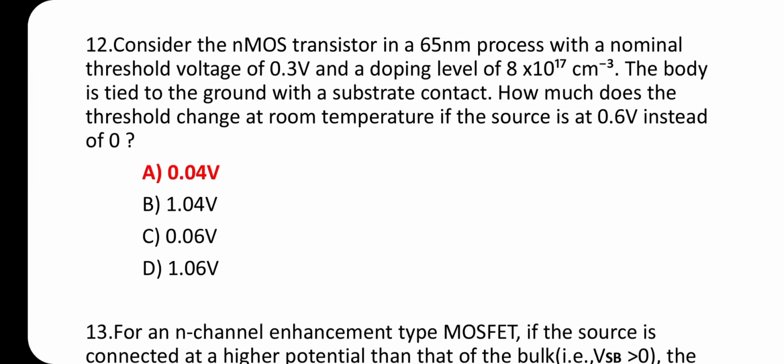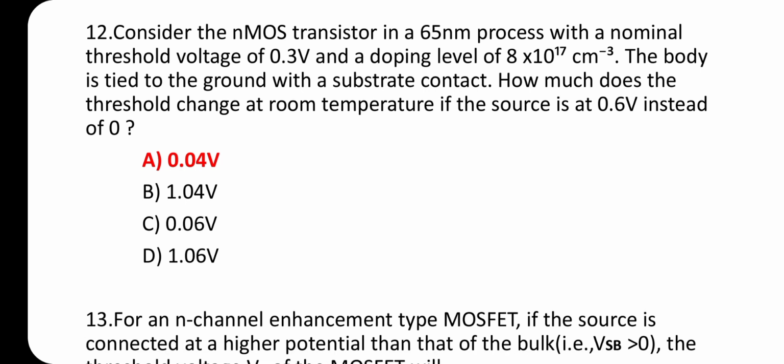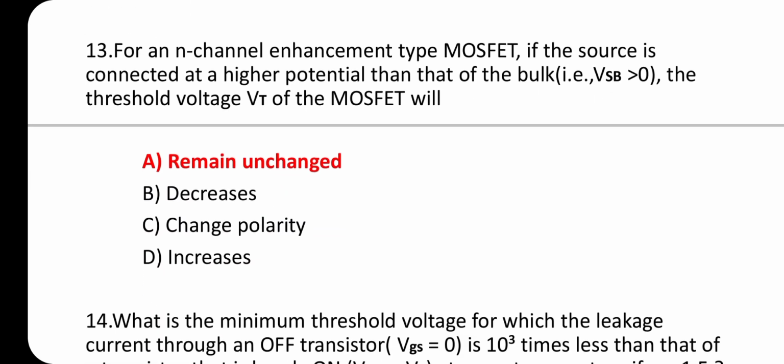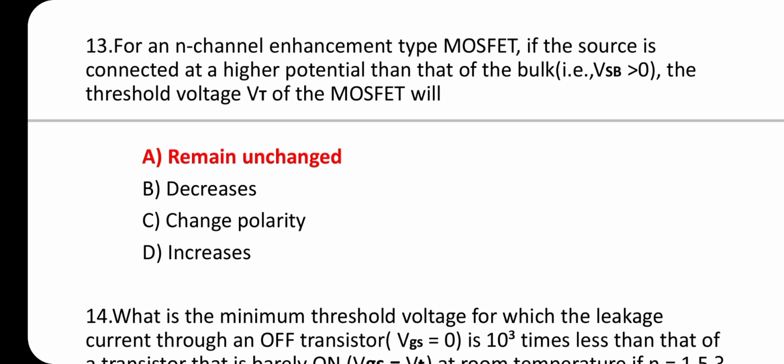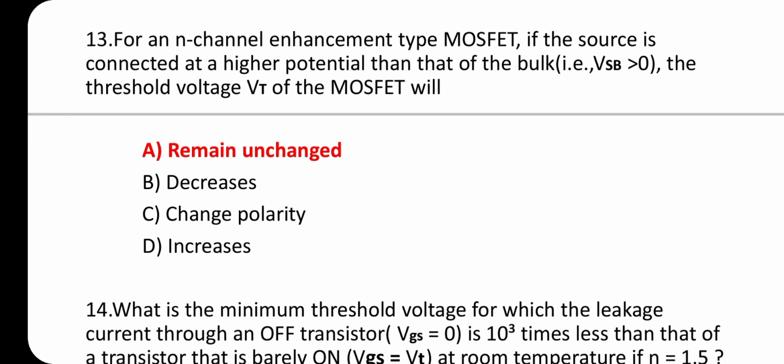Consider the NMOS transistor in 65 nanometer process with a nominal threshold voltage of 0.3 volt and a doping level of 8 into 10^17 per cm³. The body is tied to the ground with a substrate contact. How much does the threshold change at room temperature if the source is at 0.6 volt instead of 0 volt? Answer A, 0.04 volt. For an N-channel enhancement MOSFET, if the source is connected at a higher potential than that of the bulk, that is VSB greater than 0, the threshold voltage VT of the MOSFET will, option A, remain unchanged.